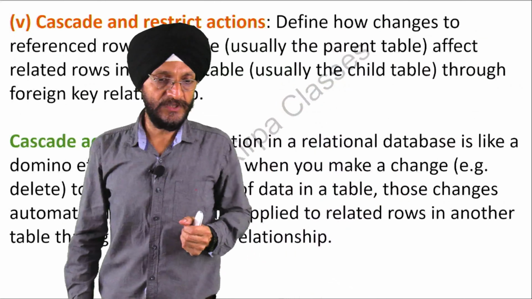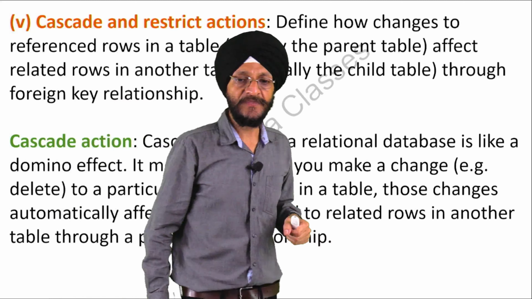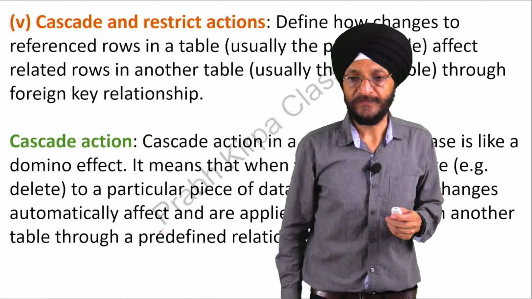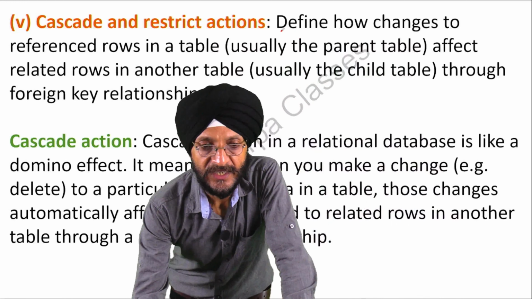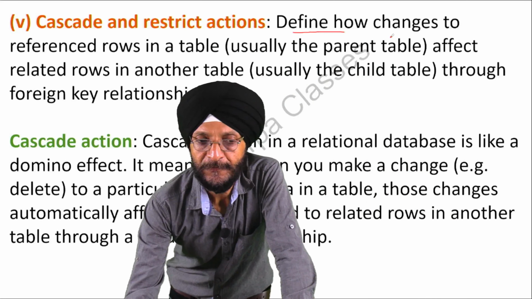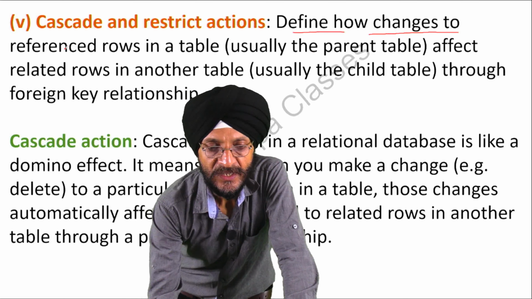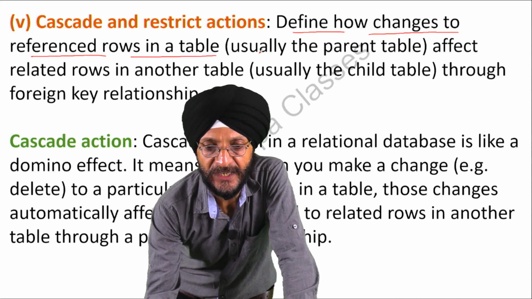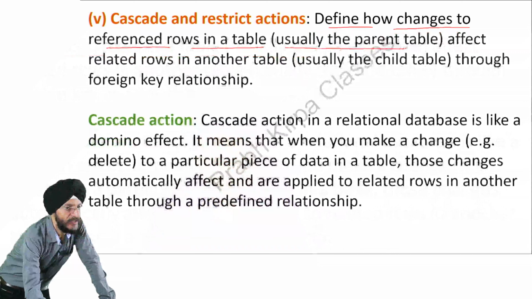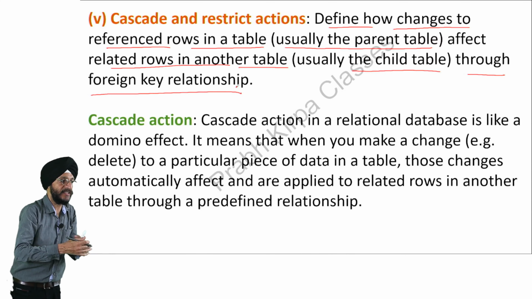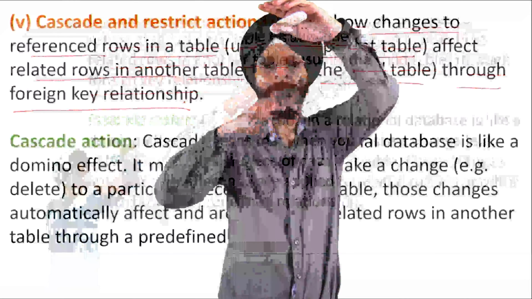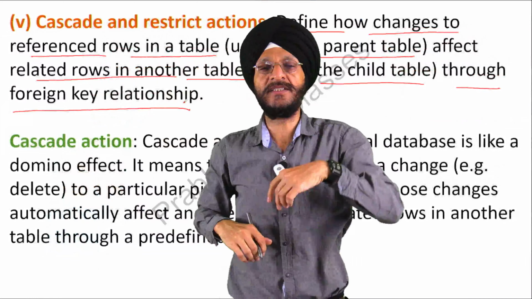Now the next point is cascade and restrict actions. These cascade and restrict actions define how changes to referenced rows in a table, usually the parent table, affect related rows in another table, usually the child table, through foreign key relationships. It means that suppose there are two tables, one is customer table, another is order table.